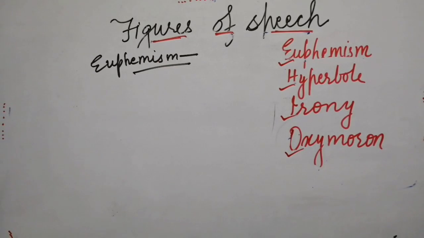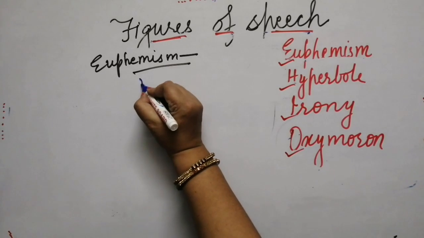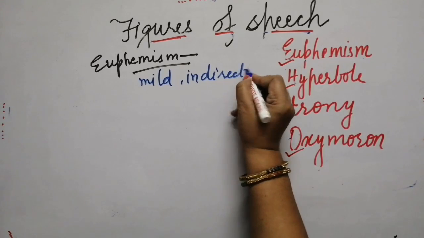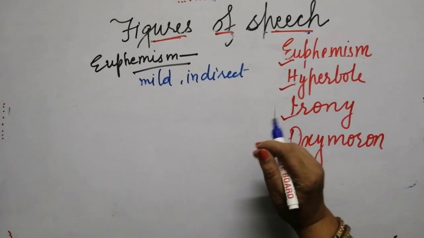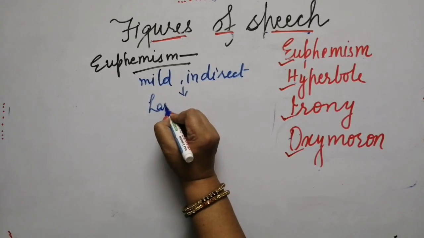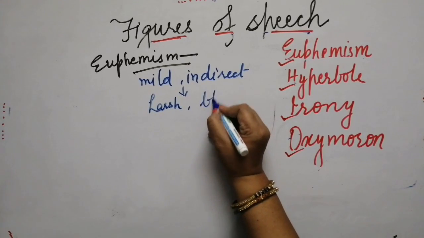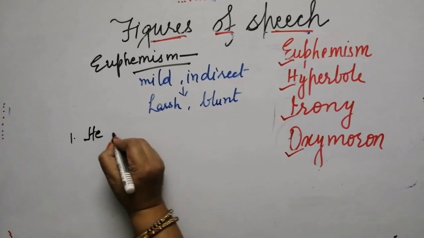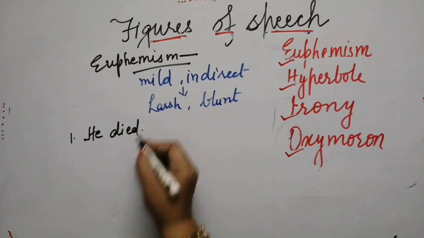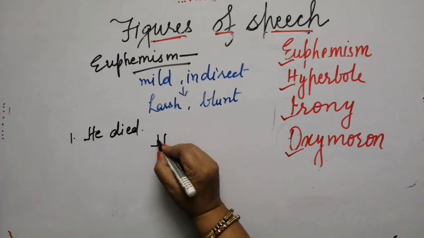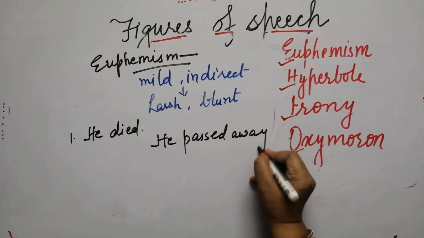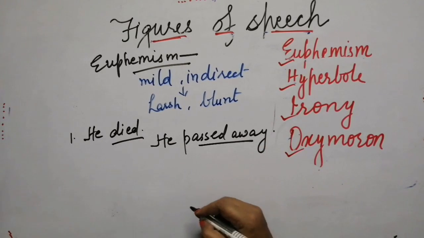Right. So what is euphemism? Euphemism is a mild, indirect or any vague term that often substitutes a harsh or blunt expression. Okay, now let's take example to understand this. So first example I am taking, suppose I have to write he died. Instead of writing this, if I write he passed away. Now this change is to create that euphemism.